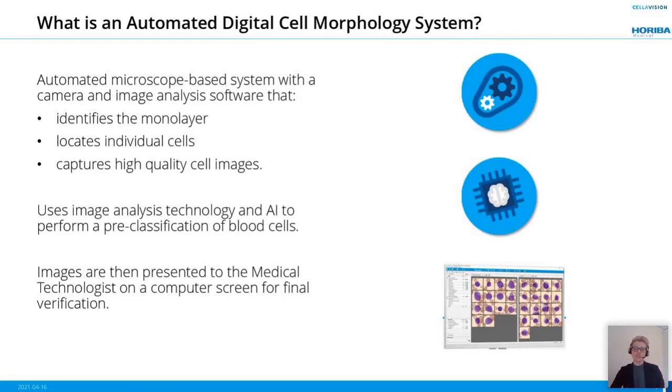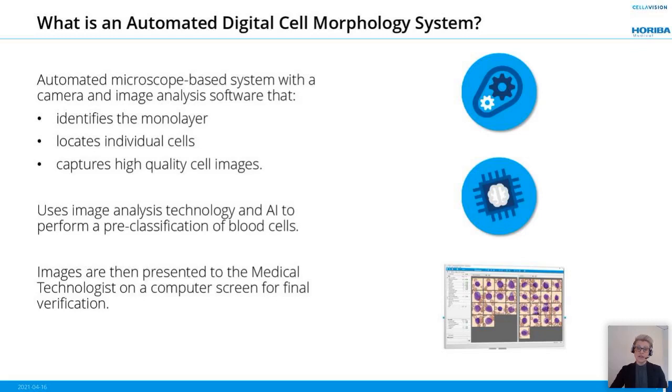And I want to start with just a short description of what is an automated digital cell morphology system. Well, I would say that it has three cornerstones. It is an automated microscope-based system that has a camera and an image analysis software. And this image analysis software helps the system to identify a monolayer, that is the area that it chooses to do the differential for both white blood cells and red blood cells. It helps to locate individual cells and capture high-quality cell images. And to be able to perform this pre-classification of blood cells that the system does, it uses image analysis technology and artificial intelligence that has been trained to know and recognize what is a cell.